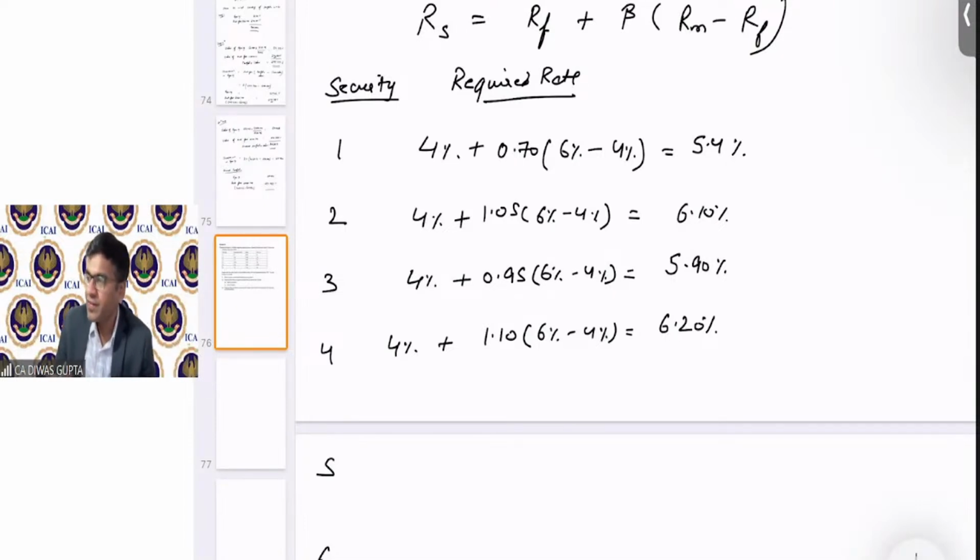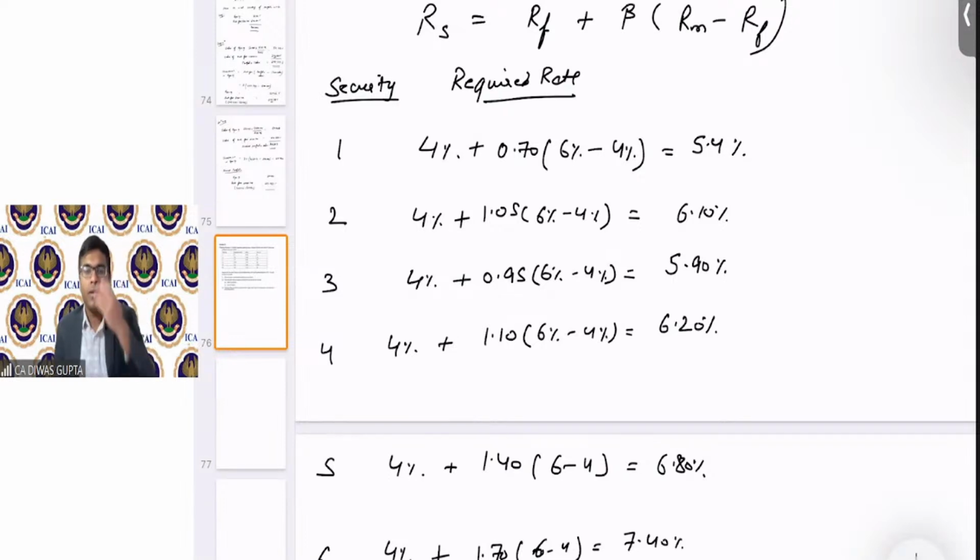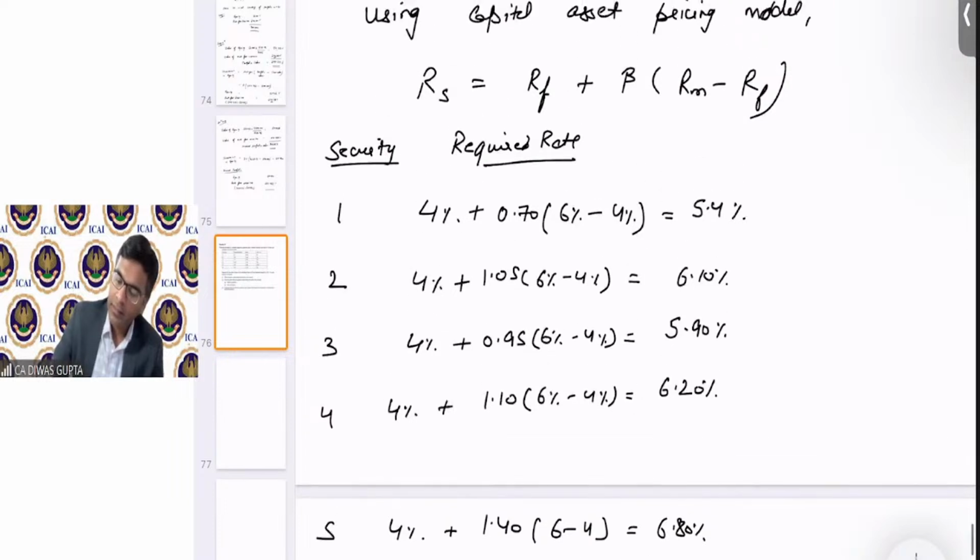Then for the fifth security, 4% plus 1.40 into (6 minus 4) again. In terms of percentage, it comes as 6.80%. Then next is 4% plus 1.7 into (6 minus 4), which is again 7.40 percentage.